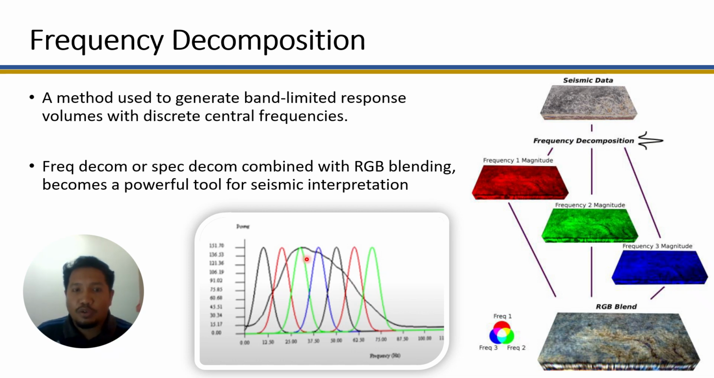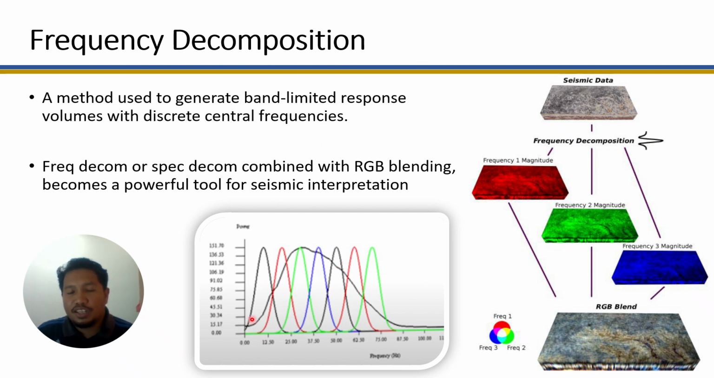So this method involves first decomposing the seismic data into frequency components, and this can be done using a variety of techniques such as Fourier transform or wavelet transform, and another method that I will explain later. Once the data has been decomposed, it can be recombined, regenerated to create a band limited response volume, and this volume contains only frequencies that are relevant to the seismic interpretation problem. Freq decom or spec decom combined with RGB blending becomes a powerful tool for seismic interpretation.